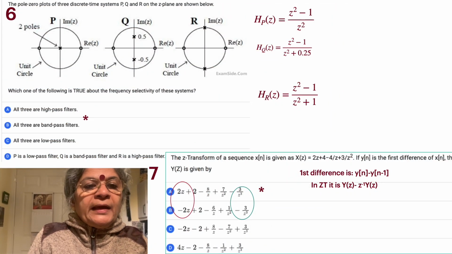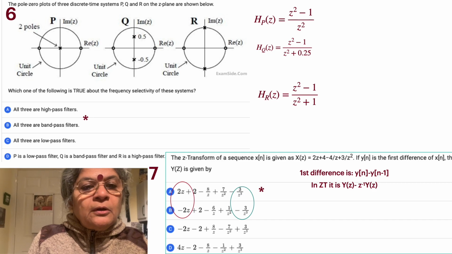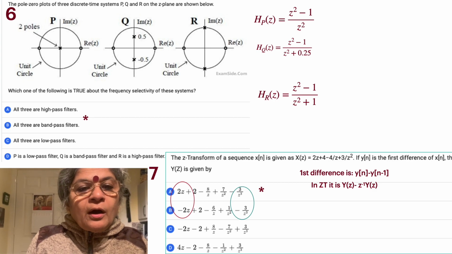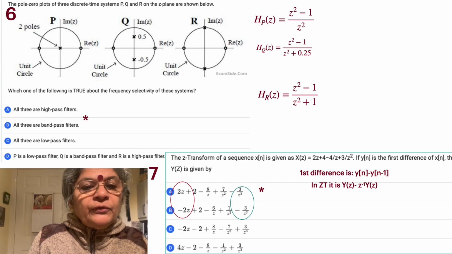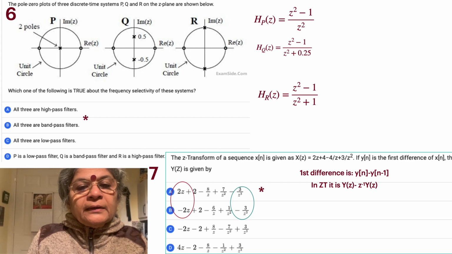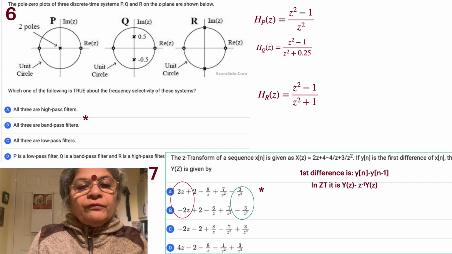So let's move to the sixth problem. What do we have here? The pole zero plots of 3 discrete time systems P, Q, R on the Z plane are as shown. In P, Q, R we have 2 poles on the origin, and we have 2 zeros on the extremes of the unit circle. Similarly, in all cases the zeros are on the extreme points of the unit circle, but the poles progressively move along the j omega axis, from omega equal to 0 to omega equal to 0.5 to omega equal to 1.